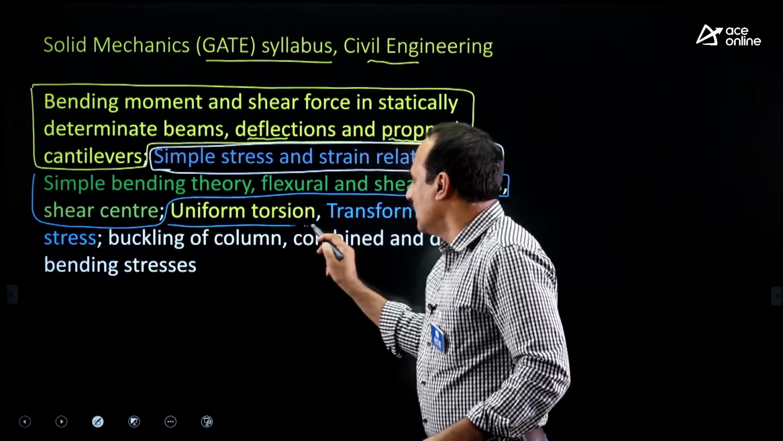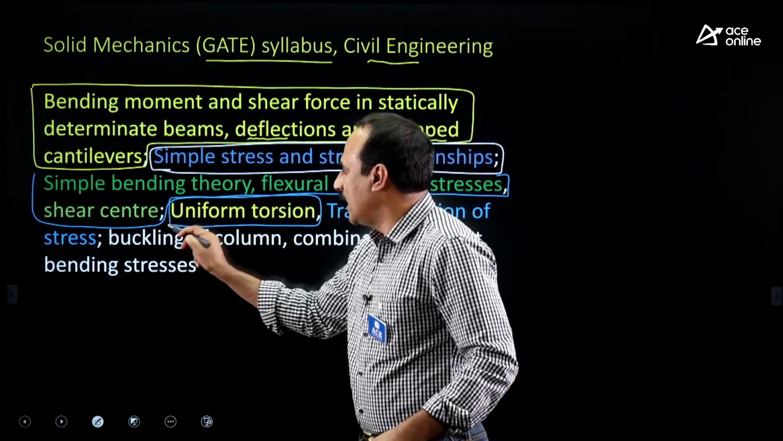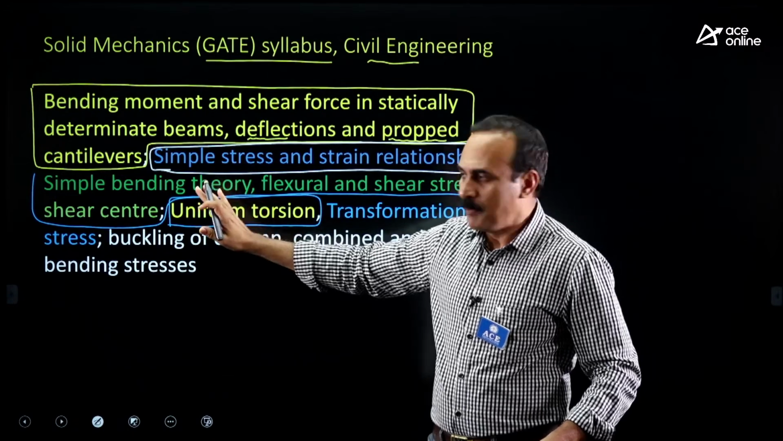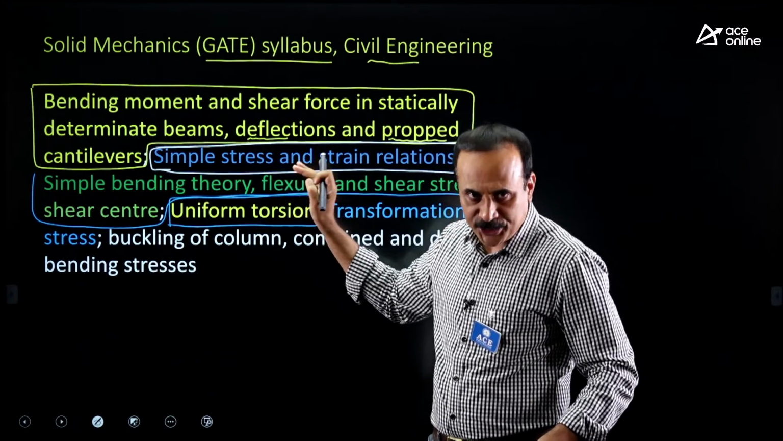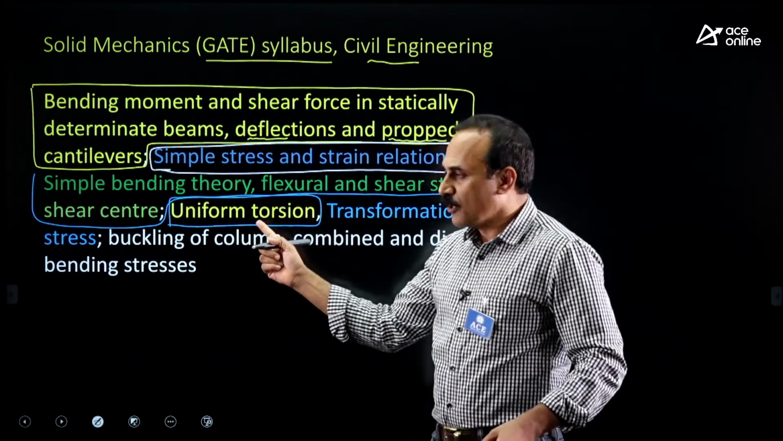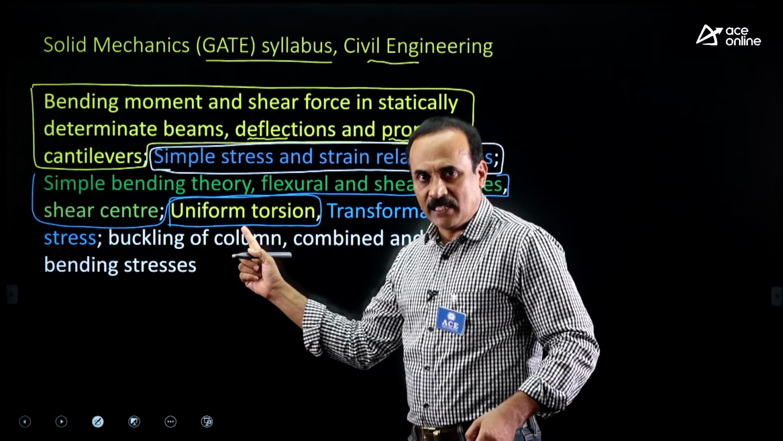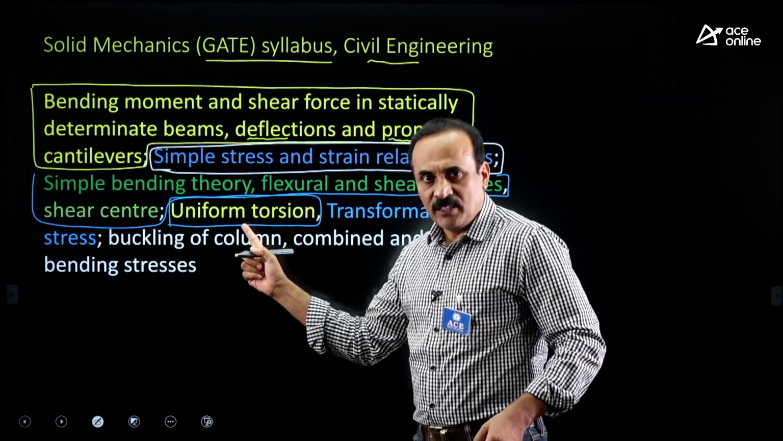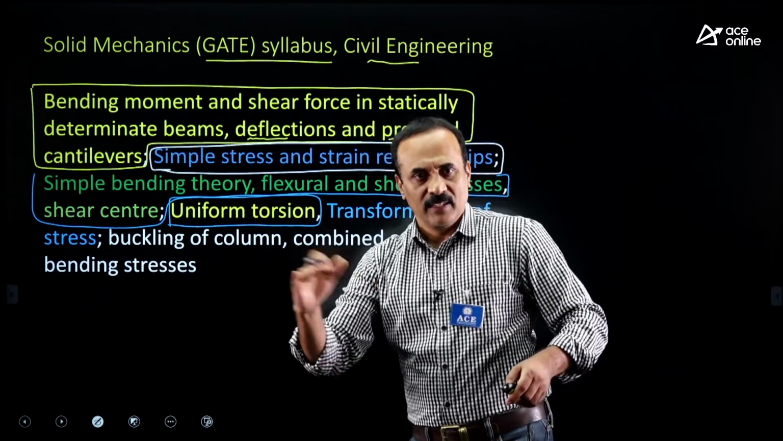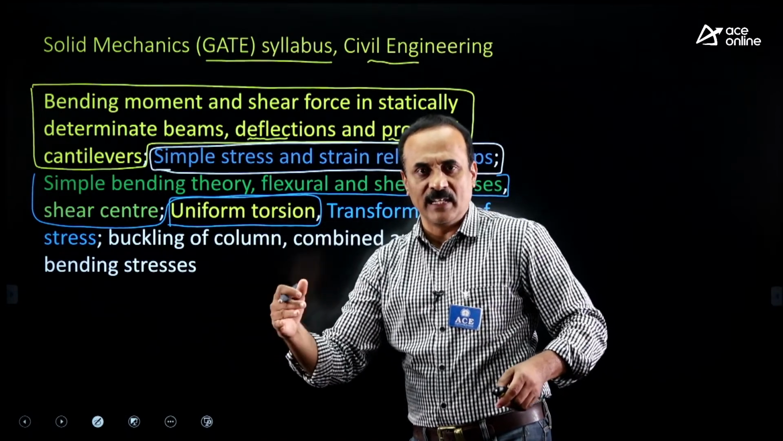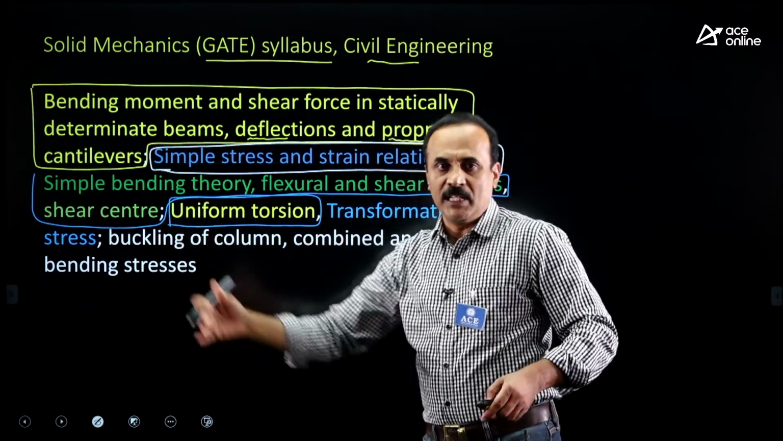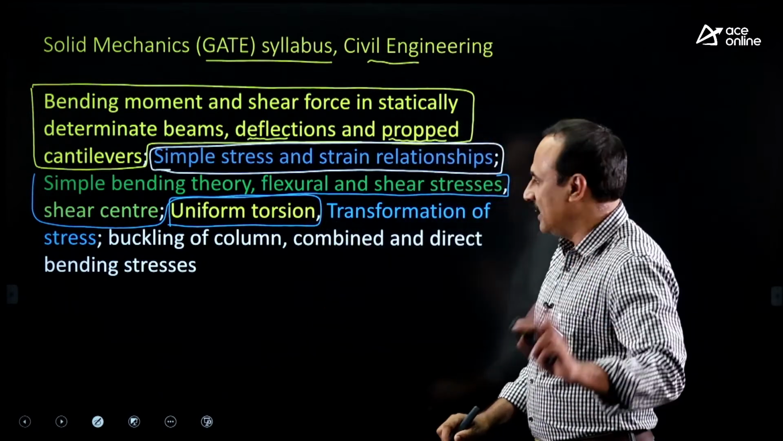Then uniform torsion. Torsion is important for mechanical people. Bending and shear is important for civil people. So civil people concentrate more on bending and flexural shear. Mechanical people, torsion. Even if a question comes in GATE Civil on torsion, it is a simple formula-oriented question. And mostly the concepts of previous year questions get repeated in the coming years also.